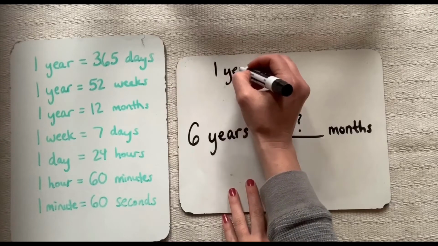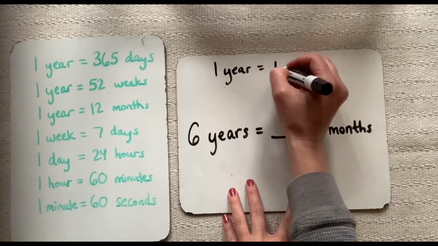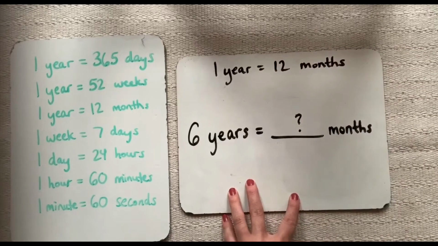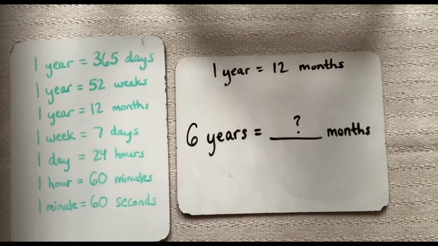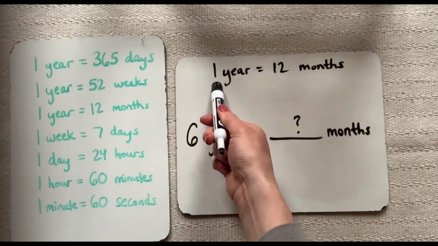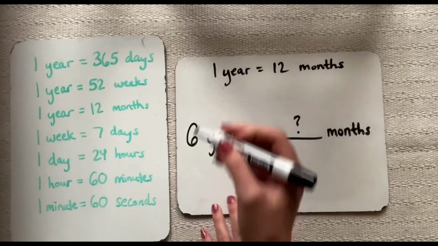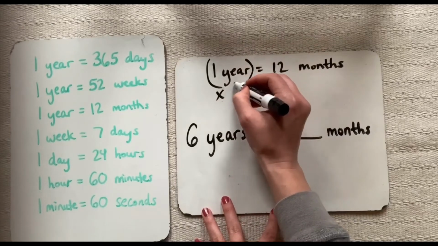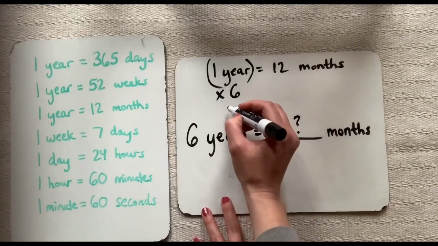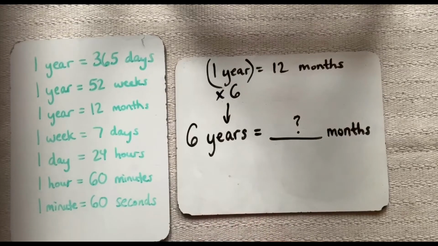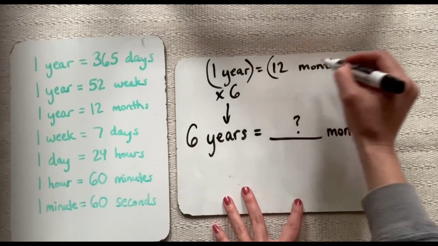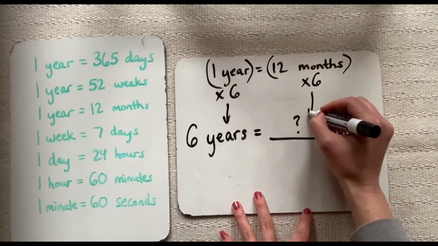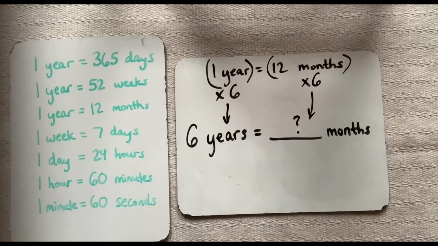1 year equals 12 months. Okay. But we're not talking about 1 year, right? We're talking about 6 years. So we could really times this by 6 to get 6 years. So 12 months, we could also times by 6 to get the number of months in 6 years.